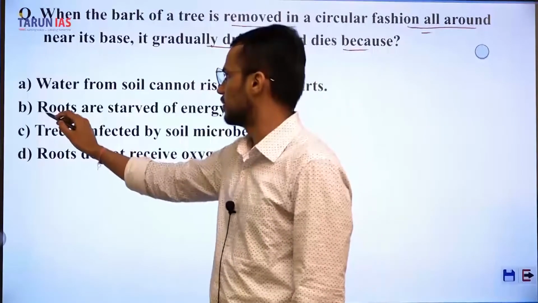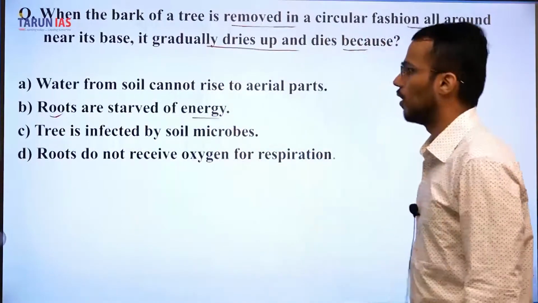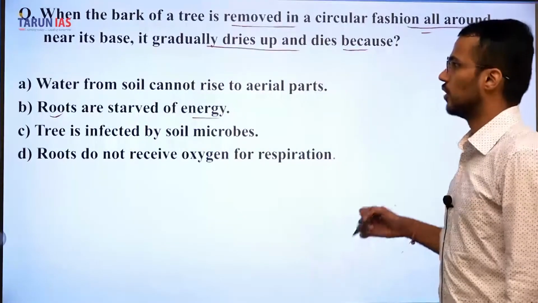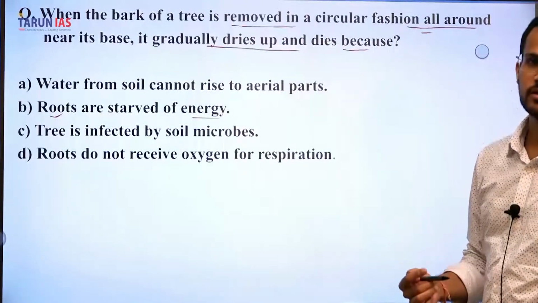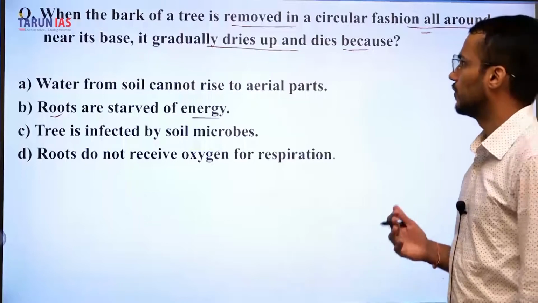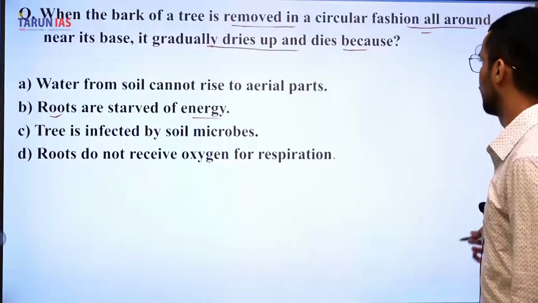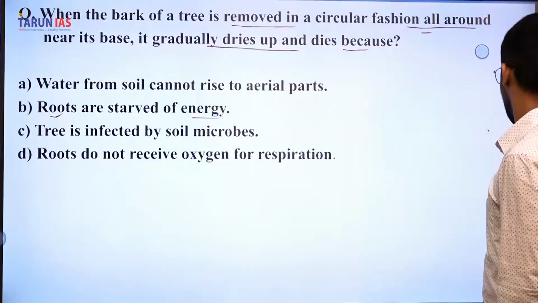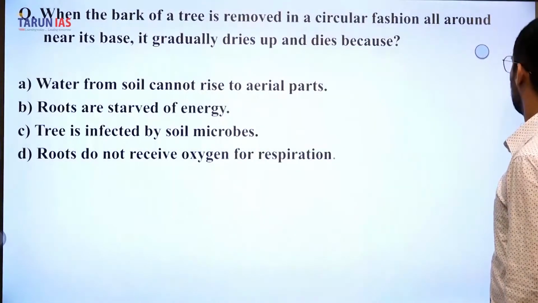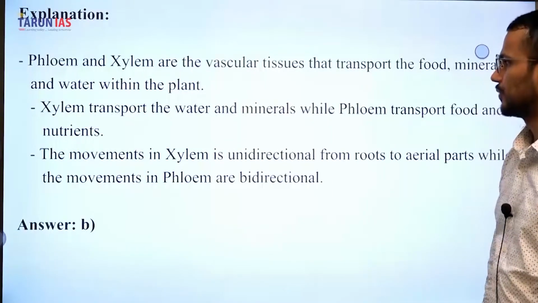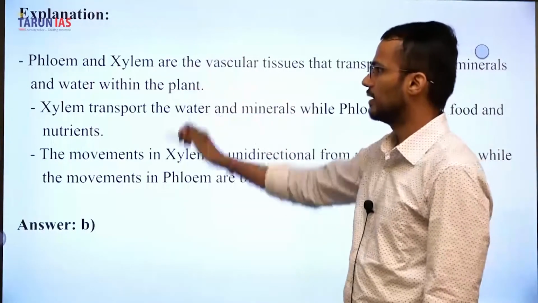So the answer is B, roots are starved of energy. Because roots are starved of energy, that particular bark of the tree dries up and dies subsequently. Right? So you can go through this particular discussion. So it is related to phloem and xylem.